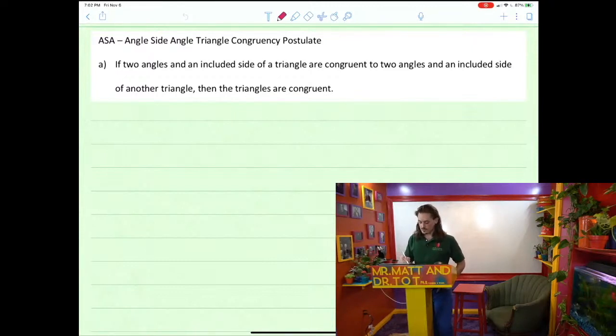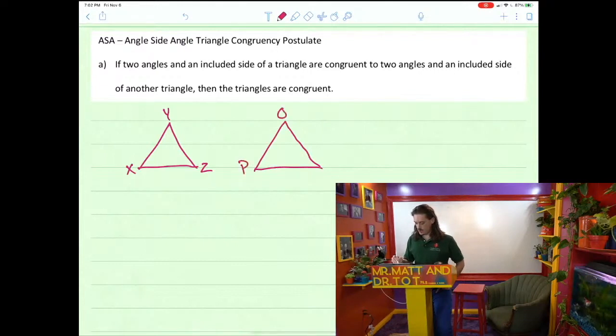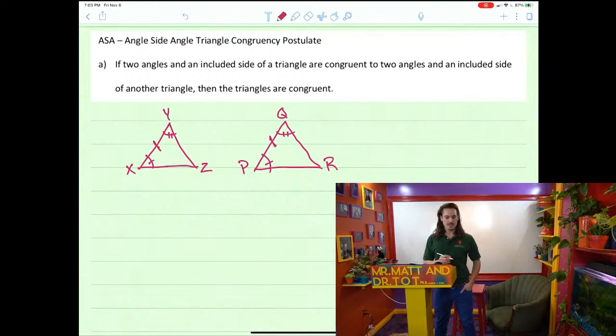So for example, if we have triangle XYZ and we have triangle PQR. If we know that two angles, let's say angle X is congruent to angle P, and let's say that angle Y is congruent to angle Q, and then their included side length XY and side length PQ are congruent, this establishes triangle congruency because of the angle, side, angle postulate.